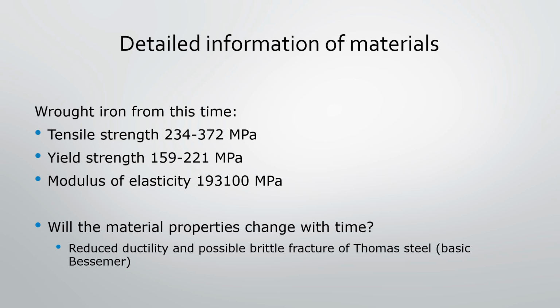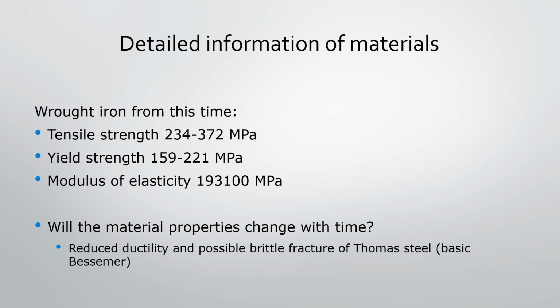We can find information that wrought iron from this time typically had tensile strength in the range 234 to 372 megapascal, yield strength in the range 159 to 221 megapascal, and a modulus of elasticity of approximately 193 100 megapascal. These values could be used, and maybe the lower values should be chosen to be on the safe side. Alternatively, we could take material samples and test these in a lab to obtain more accurate values, but we will talk more about that later.